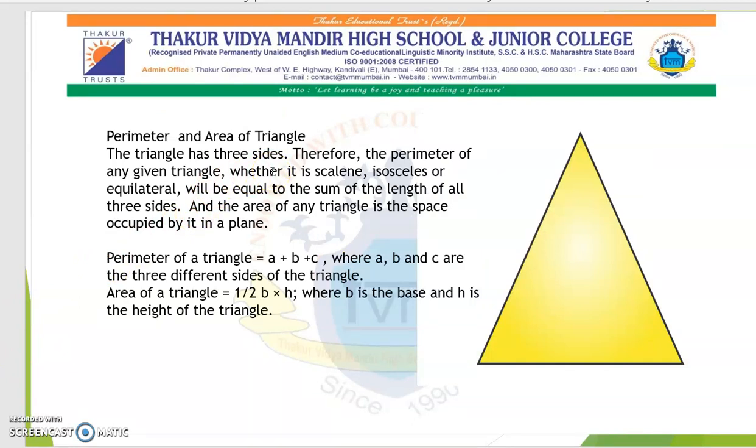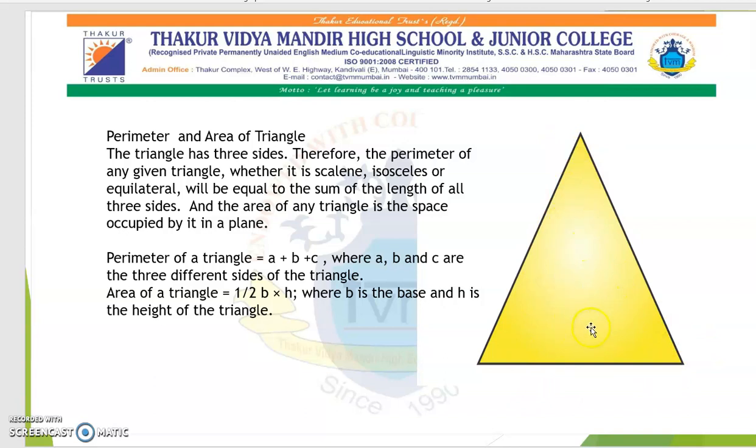Perimeter and area of a triangle. The triangle has three sides. Therefore, the perimeter of any given triangle, whether it is scalene, isosceles or equilateral, will be equal to the sum of the lengths of all the three sides. And the area of any triangle is the space occupied by its plane. You can observe in this given figure, this is the triangle.